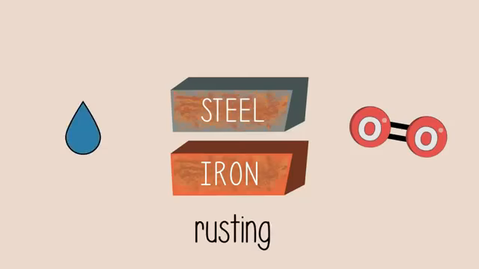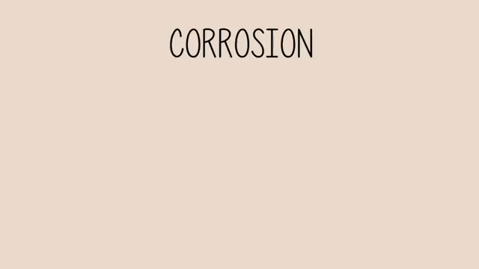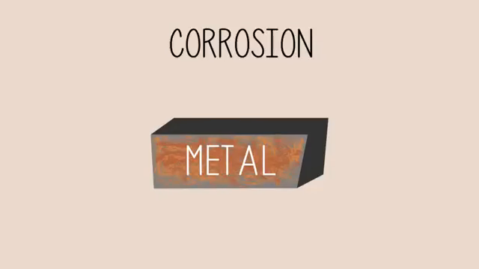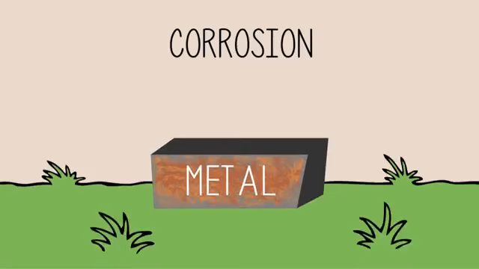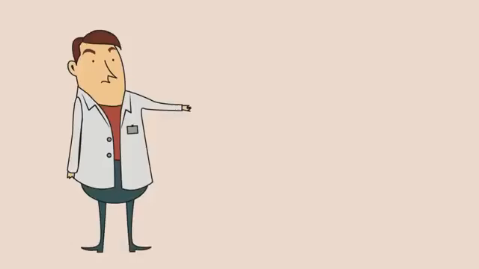Rusting will occur. Rusting describes the corrosion of iron and steel. The term corrosion is used to describe the breakdown of a metal when exposed to the environment. When we say a metal corrodes, we mean that it has reacted with water and oxygen from the environment to form their respective oxides. We can demonstrate this using a simple experiment.